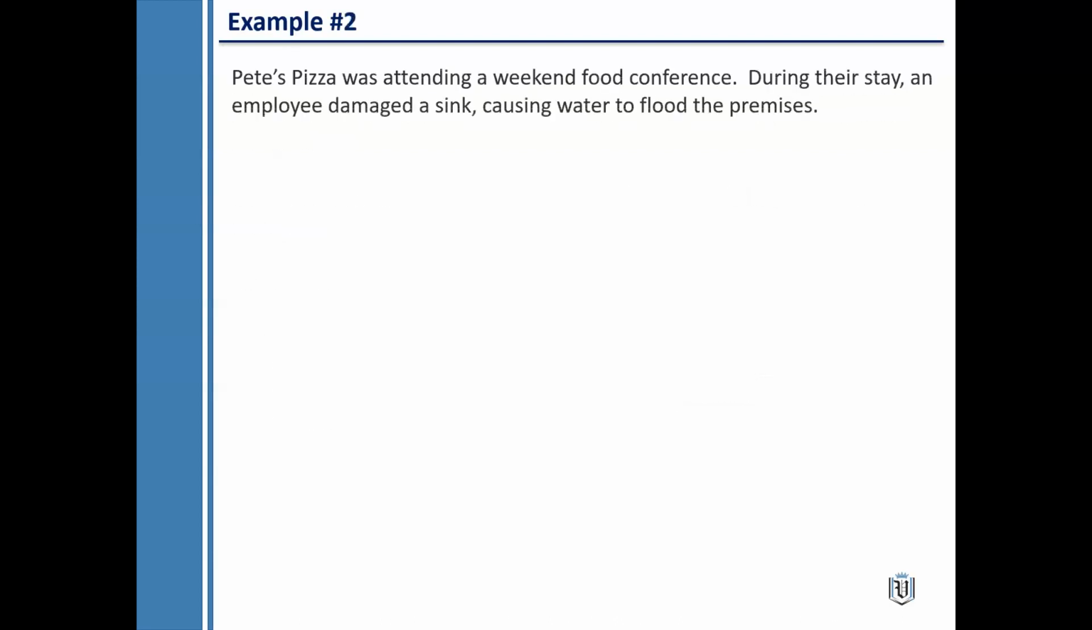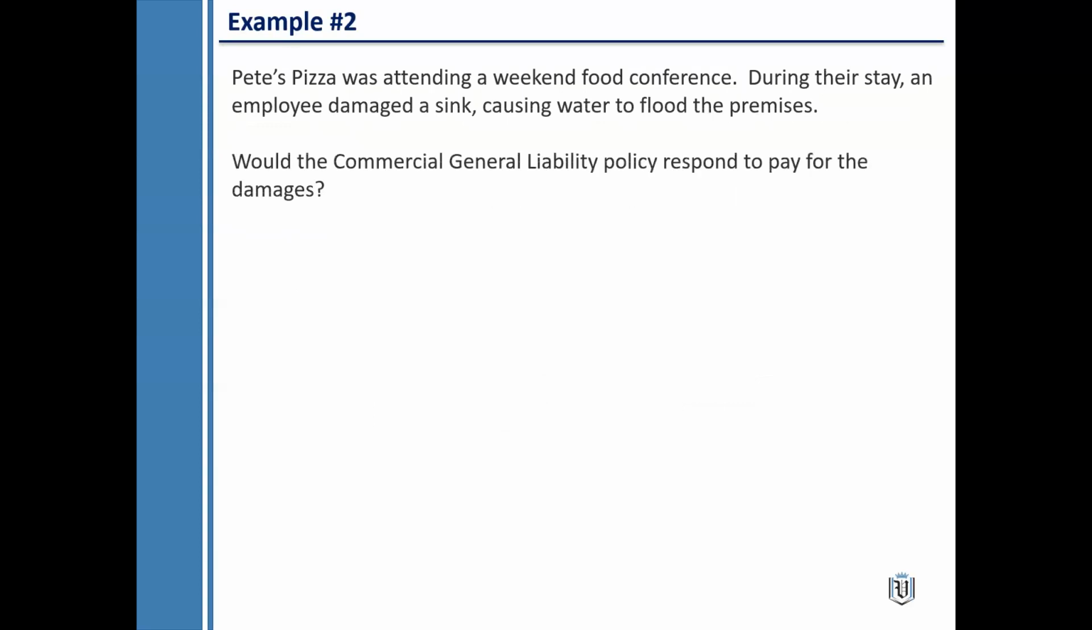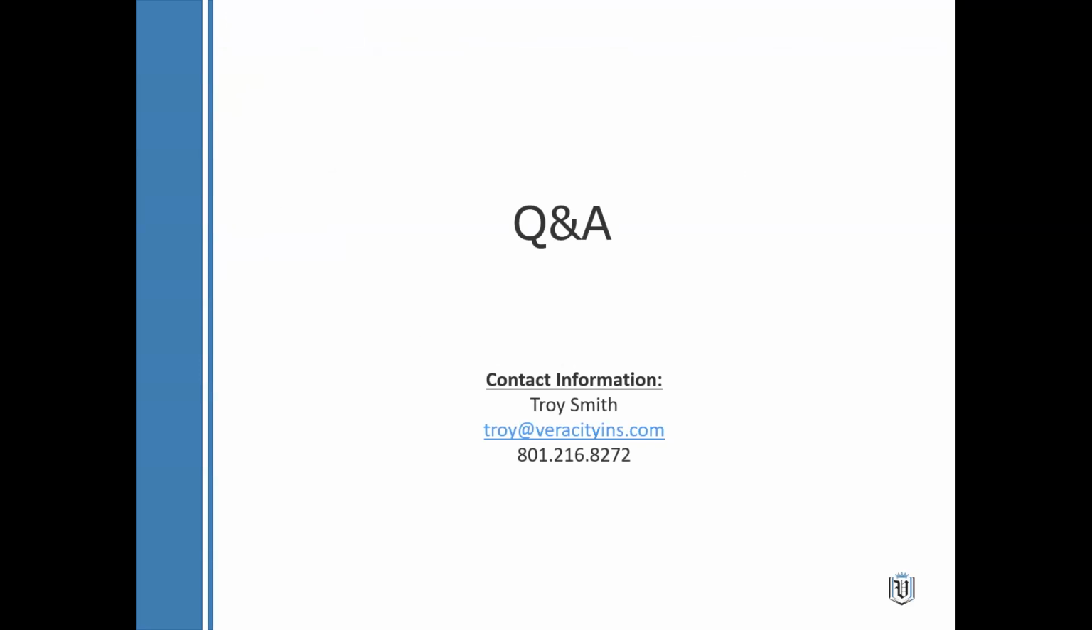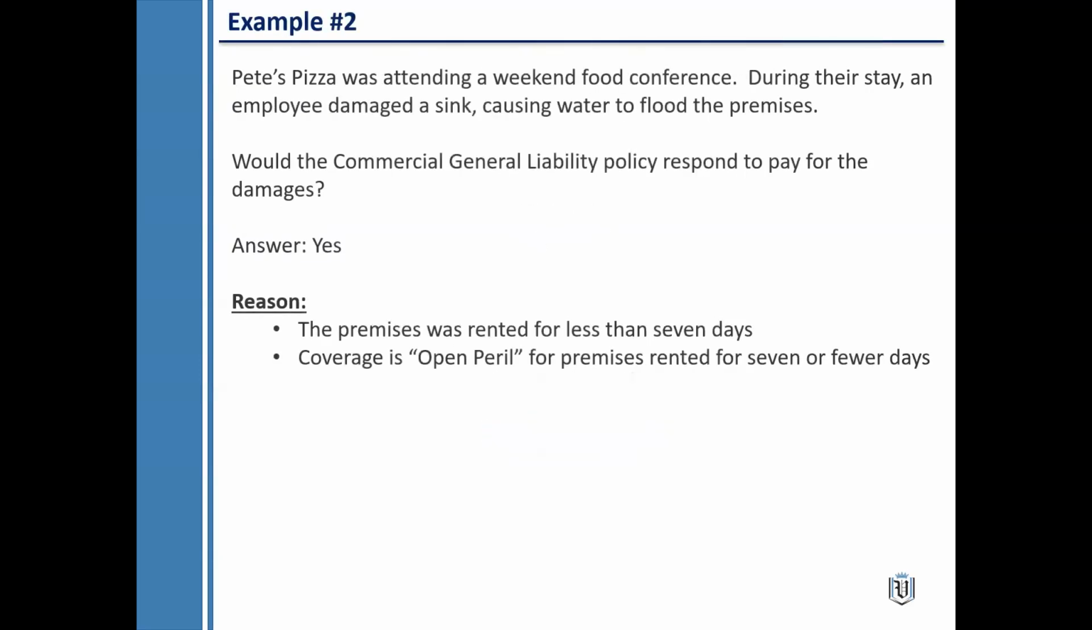In the second example, Pete's Pizza was attending a weekend food conference. During their stay, an employee damaged the sink, causing water to flood the premises. Would the general liability respond? In that case, it would be yes, because the premises was rented for 7 or fewer days. It's an open peril policy at that point, and the damage was water, which is not excluded.